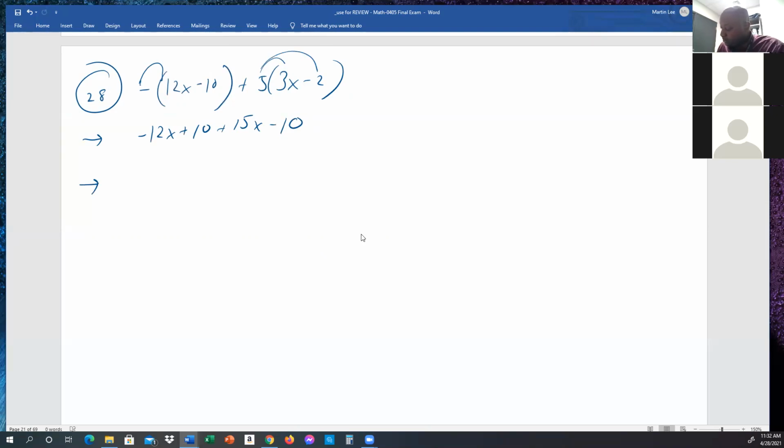Now combine like terms. Negative 12x plus 15x is 3x. And 10 minus 10 is 0. So for 28, we're left with just 3x.